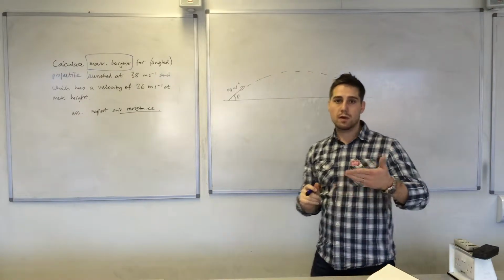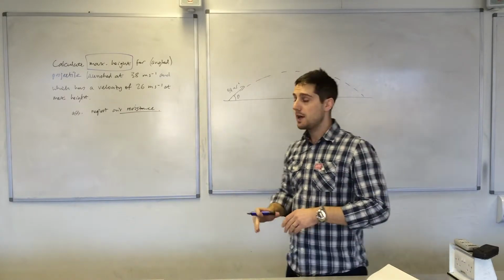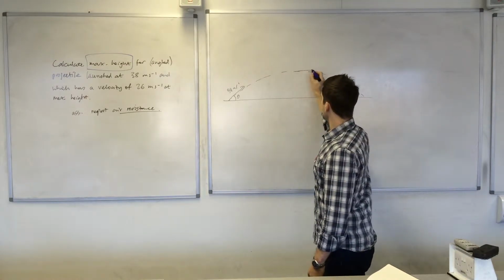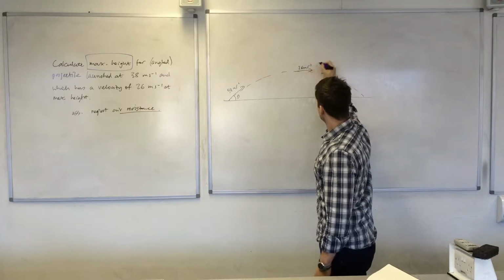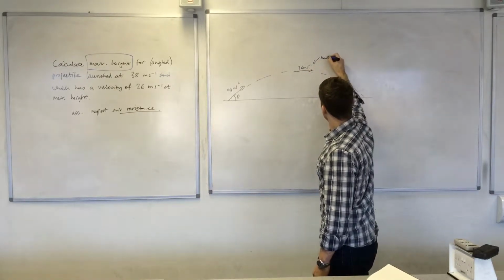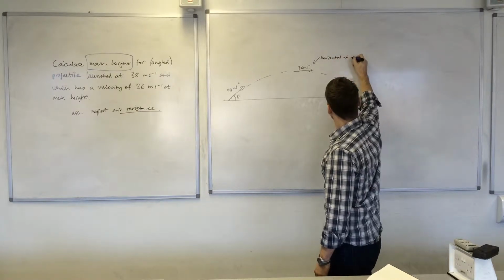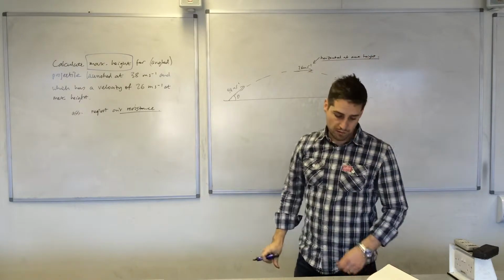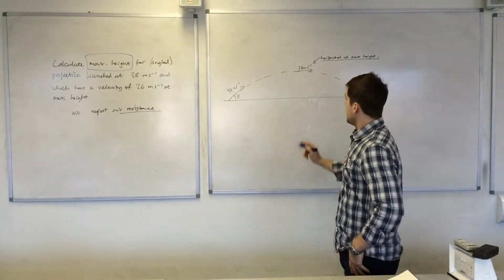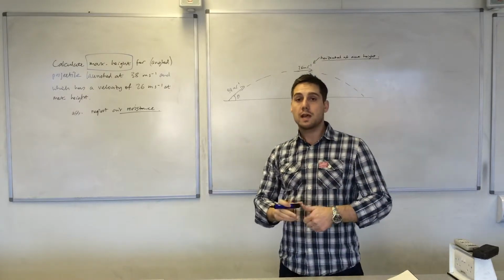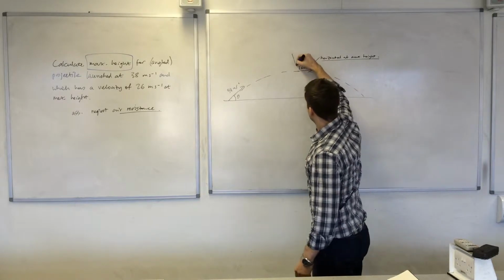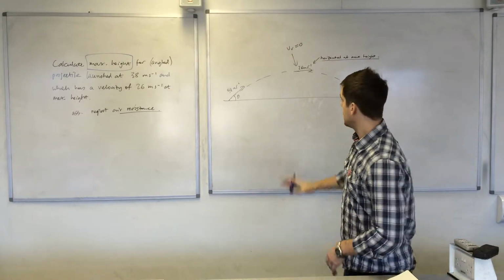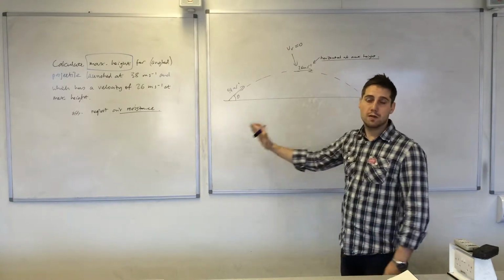At the top, the vertical component of the velocity is reversing direction. So when it's right at the top, maximum height, the velocity vector is horizontal. So it's horizontal at the maximum height. And the other thing about projectiles is that the vertical component of velocity is 0. The other thing about projectiles is that there is no acceleration in the horizontal direction.